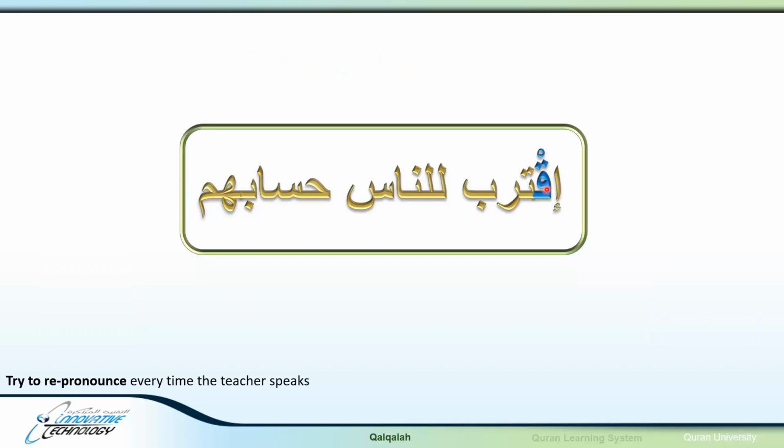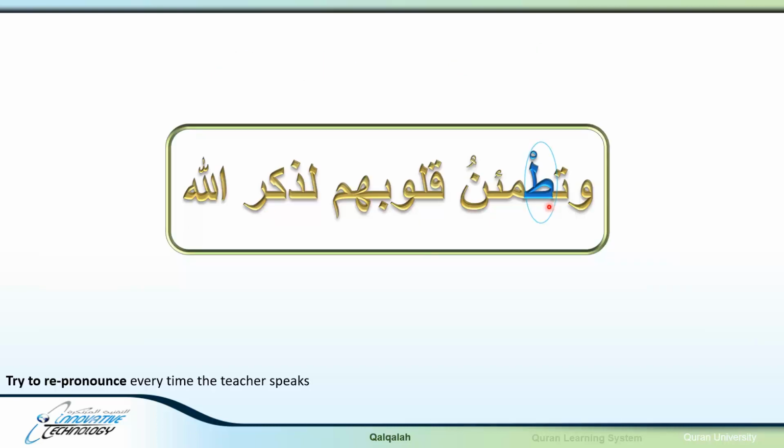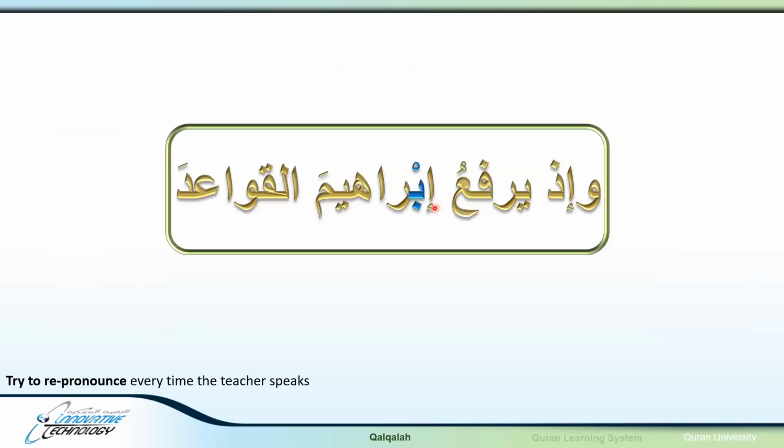And as we see here, we find the qaf in the middle of a word. اقترب. We realize, because it's in the middle, it's the lowest level of qalqalah. Second, وتطمئن. Low, ta, middle of the word. Ta with sukoon in the middle of the word. Next, يرفع إبراهيم القواعد. The ba in the middle of a word.